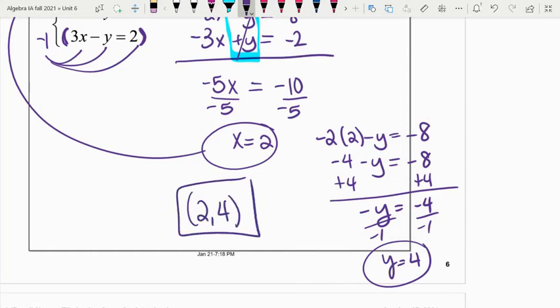I'm going to check in the other equation. So 3 times 2 minus 4, does that equal 2? So 6 minus 4 equals 2. The answer is yes.